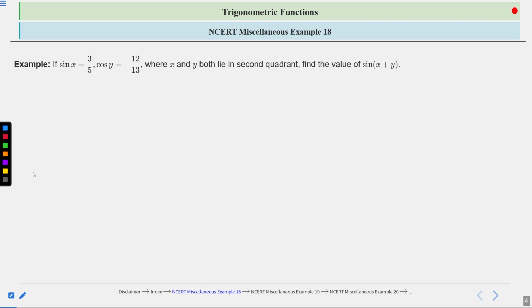Question says, if sin x is equal to 3 by 5, cos y is equal to minus 12 by 13, where x and y both lie in the second quadrant, find the value of sin of x plus y, right? We need to basically find the value of sin of x plus y, okay? You have some time to solve or think about this question. After that, we will discuss the solution part, okay?